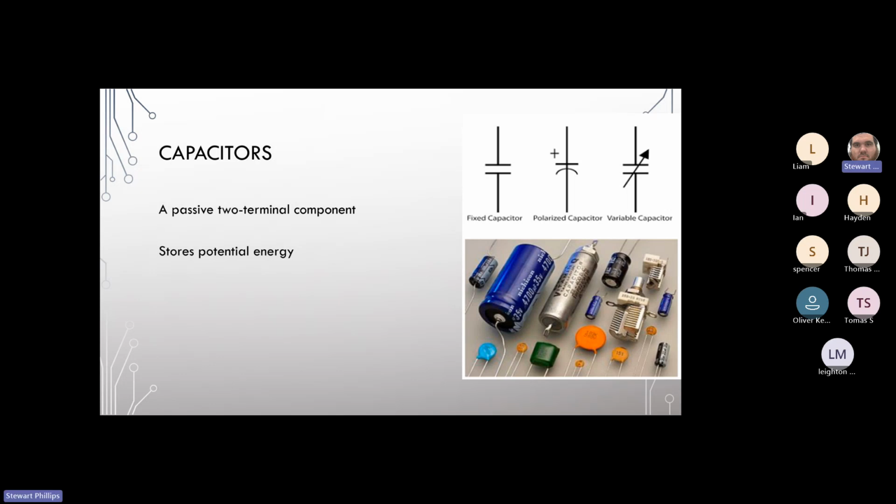So who can tell me what a dielectric is? Not what type of material, but what a dielectric is.